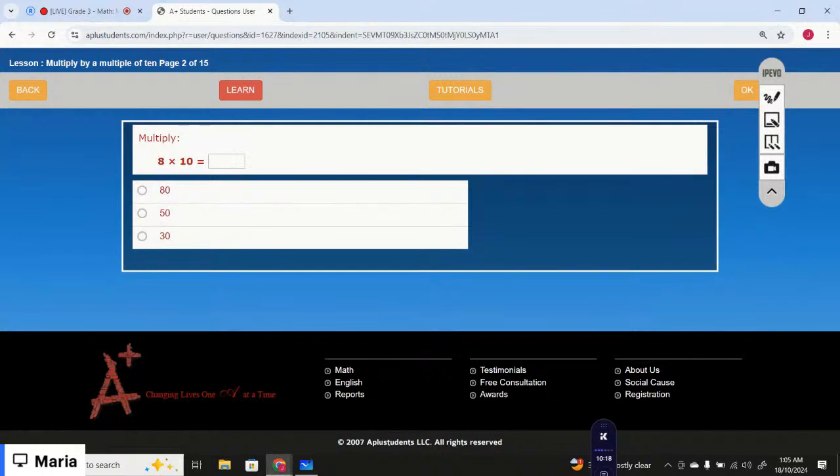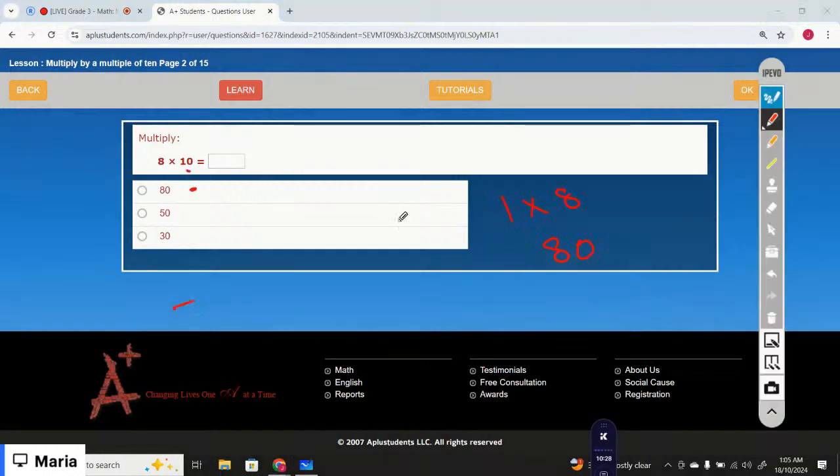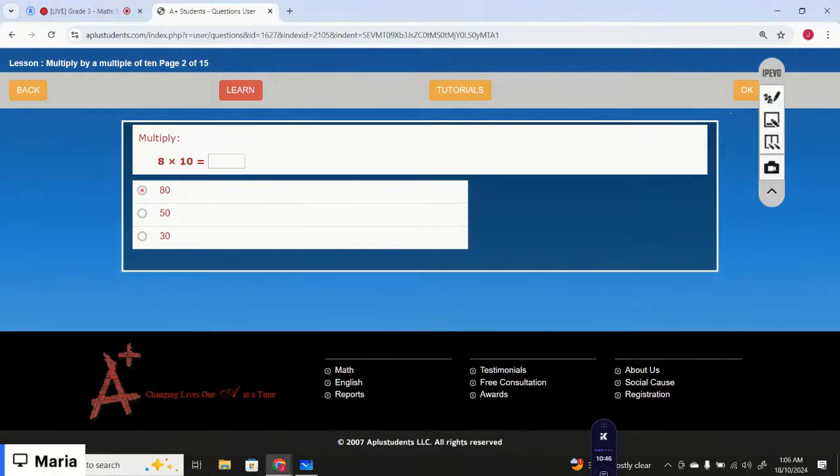The next one is 10 times 8. So just multiply the non-zero values again. You have to do 1 times 8. 1 times 8 is 8. Then you have to add the extra 0, right? So yes, that is again 80. Option number 1 is the correct option.